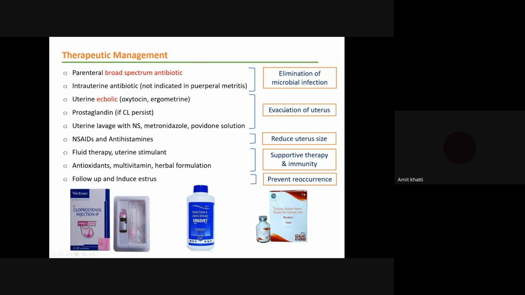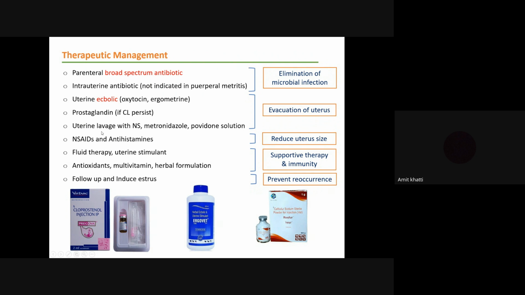Okay, the second step or target will be evacuation of the uterus. In one approach, we are eliminating or neutralizing the microbial contamination. In the second approach, we are supposed to strengthen the uterine contraction. So whatever content is there in the uterus is supposed to be evacuated by itself. So uterine ecbolic agents like oxytocin and ergometrine can be utilized. If a corpus luteum is present over the ovary, then we can use prostaglandin. Or if the uterus is not evacuating itself due to any reason, then we can also go for uterine lavage.